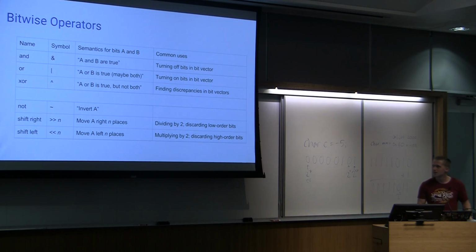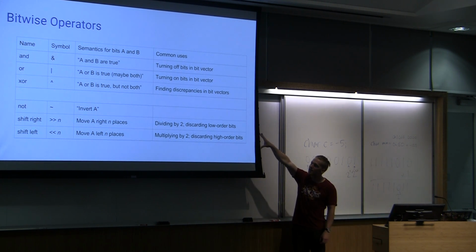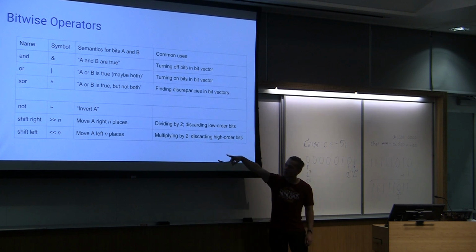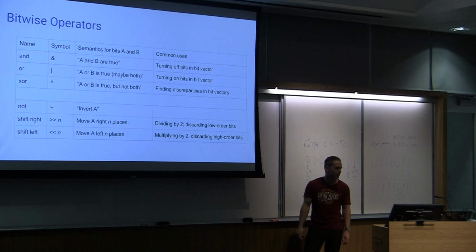Sometimes it's used in fancy arithmetic optimizations, but usually it's used in tricky CS107 questions. And then down here we have the unary operators that just take one input. So there's the familiar not, which just inverts all the bits. And then we have shift right and shift left.